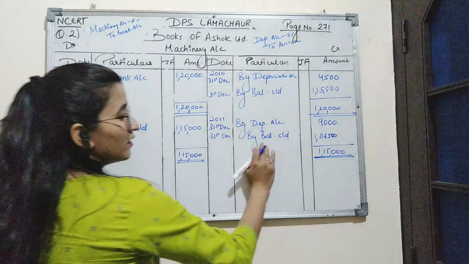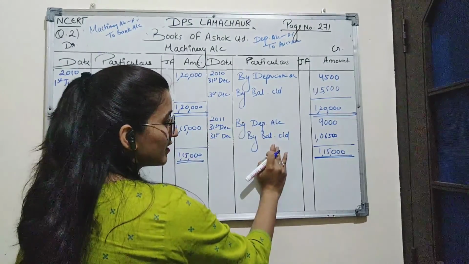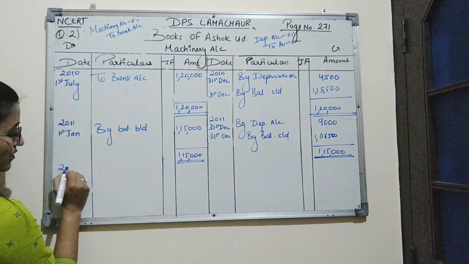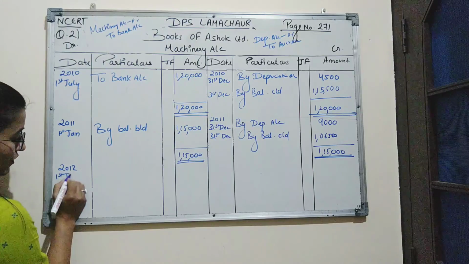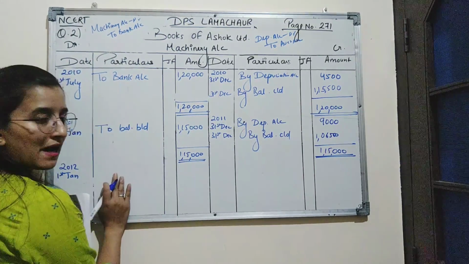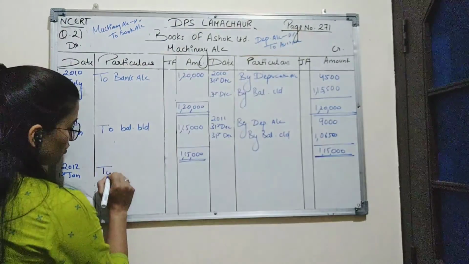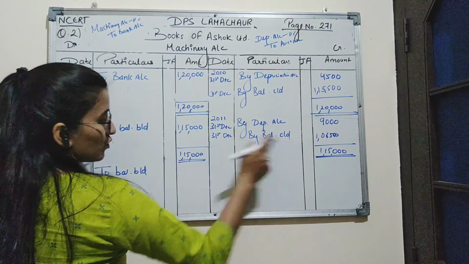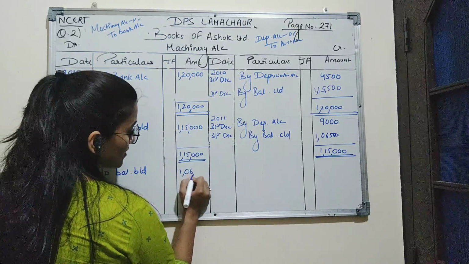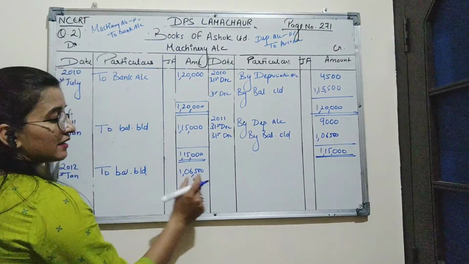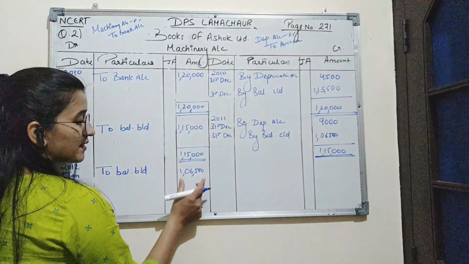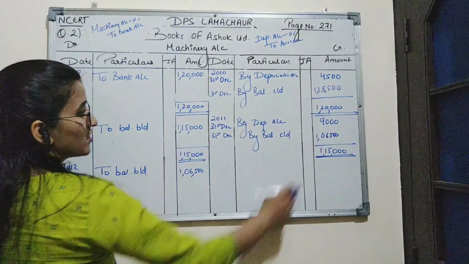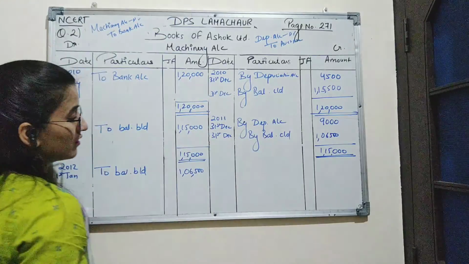Now this closing balance is considered as opening balance in the next year. Next year will be 2012, 1st January. Opening balance is written as to balance brought down. So to balance brought down will be 1,06,500. This amount is the present cost of machinery in 2012 after charging depreciation for 2 years.